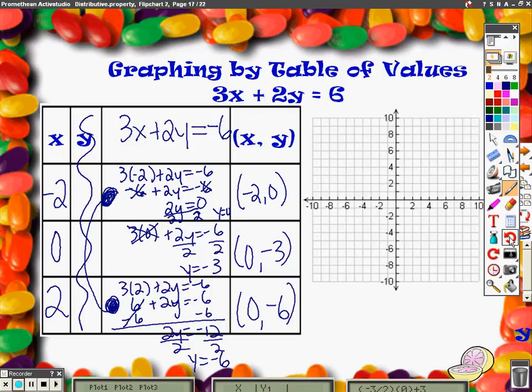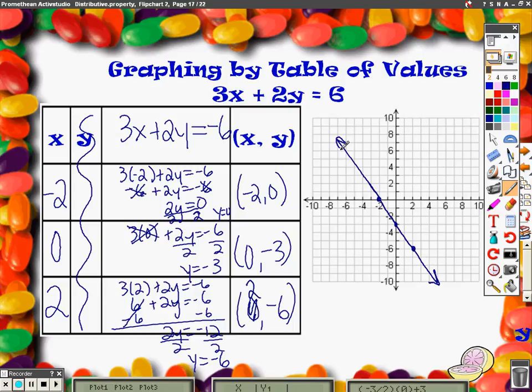Alright, but I'm going to take that off because it's ugly. Alright, so what's my next idea? Plot some points and go. So negative 2, 0, then 0, negative 3, and then, I'm sorry, this should be a 2 because my x value over here was 2. 2, negative 6. I have my 3 points. Draw a line, extend, and I'm going to extend this way. Make sure you have the arrow on both sides. That's one way to graph.